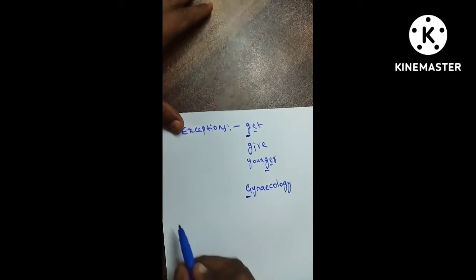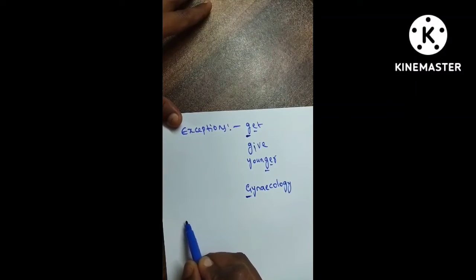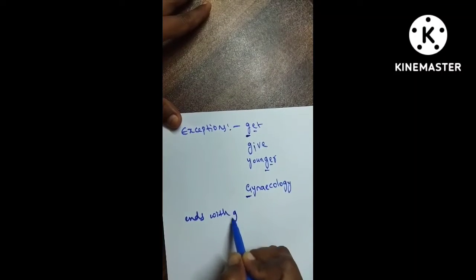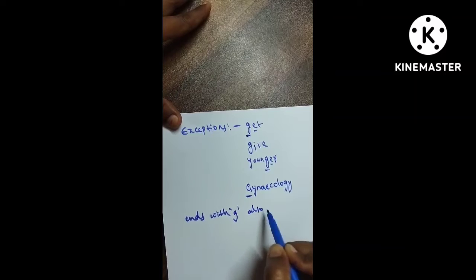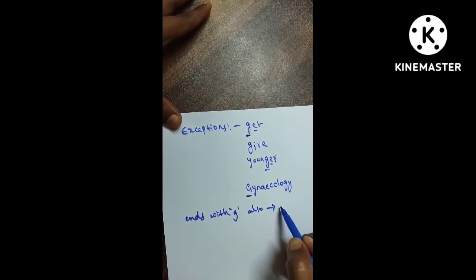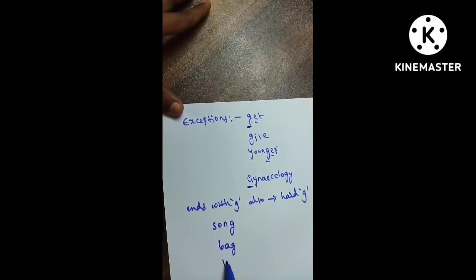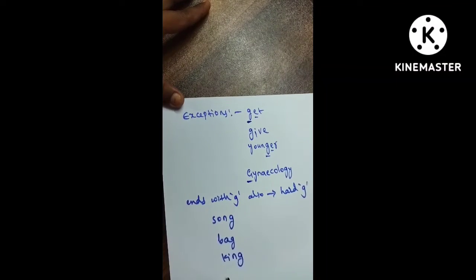And one more thing. When a word ends with G, it also makes the sound of hard G, as G. For example, song, bag, king, jug, etc.